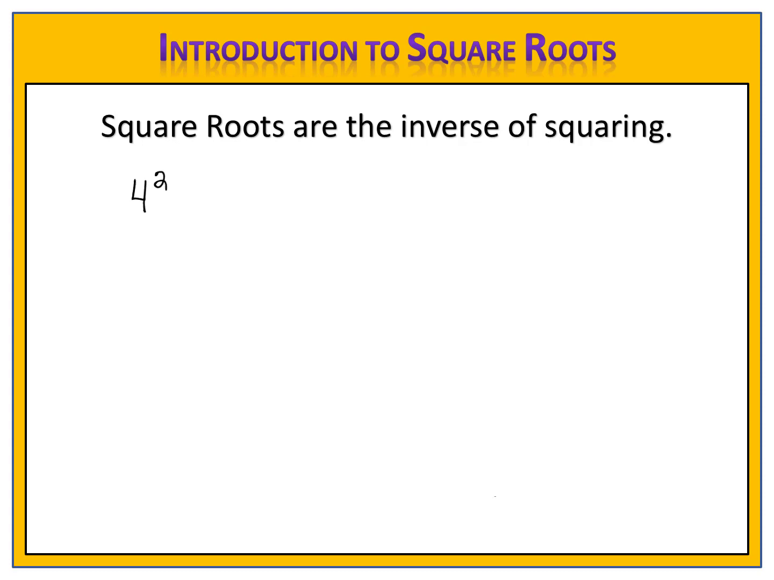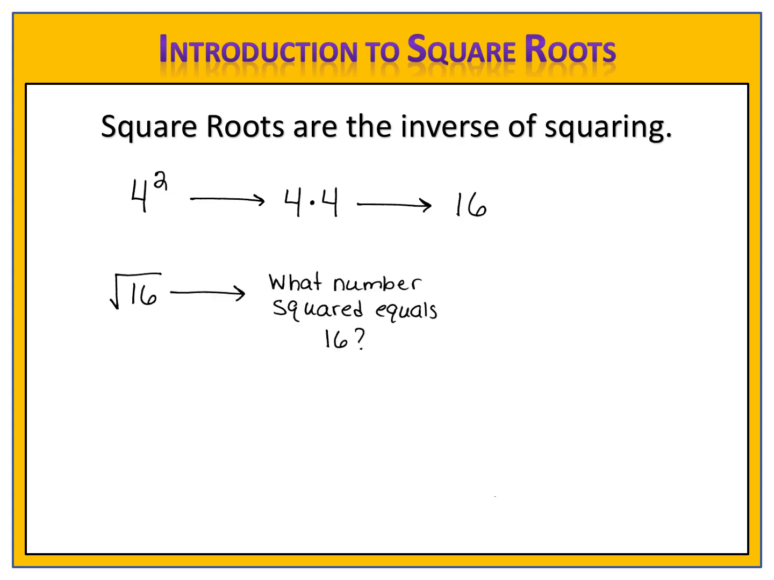Take a look at this example. Suppose we have the number 4 and we square it. 4 squared is 4 times 4, which is 16. Now, suppose we want to undo that work that we just did. We take the square root. When we take the square root of 16, what we're doing is asking ourselves what number squared equals 16. Think about it. What number squared equals 16?